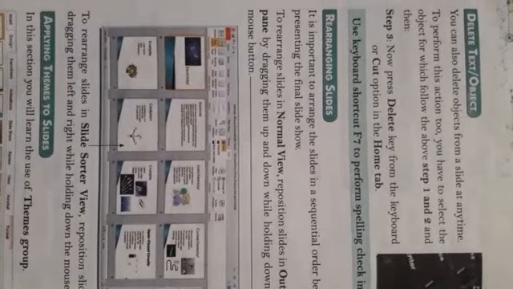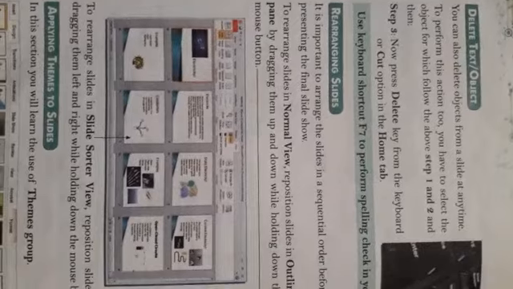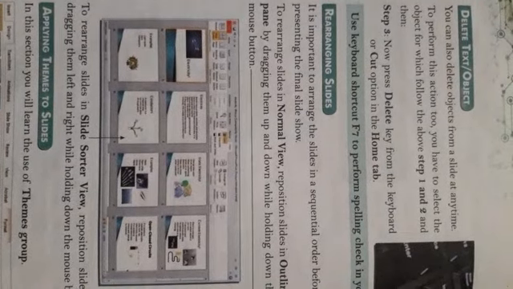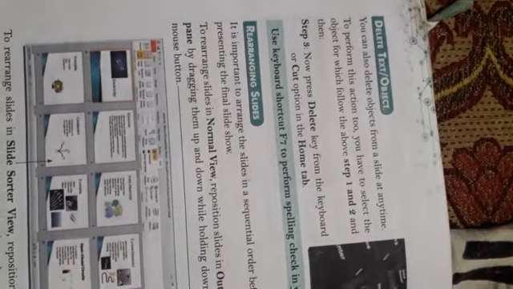Our point is delete text and objects. Students, you can also delete an object from a slide at any time. To perform this action, you have to select the object, for which follow the above step 1 and step 2. You already know what step 1 and step 2 are. Now we start step 3.